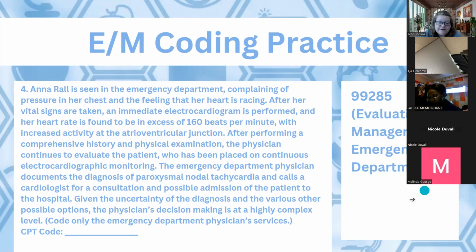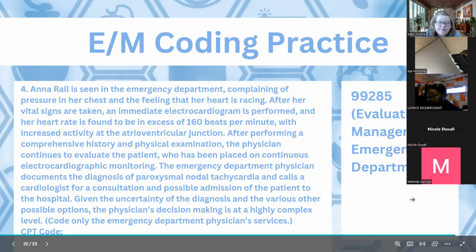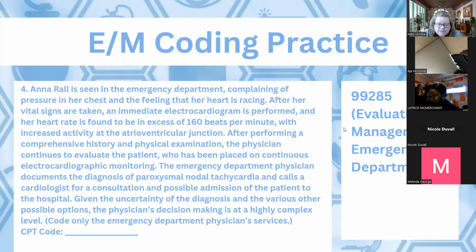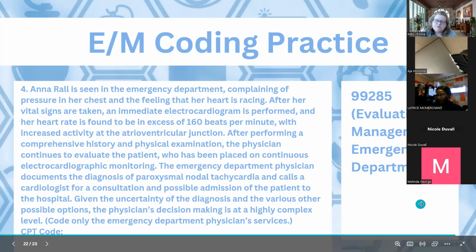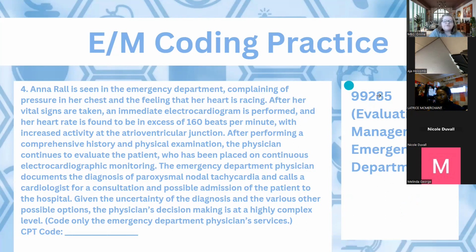Given the uncertainty of the diagnosis and the various other possible options, the physician's decision-making is at a highly complex level. Code only the emergency department physician's services. Okay, so ignore the fact that the code is over there.